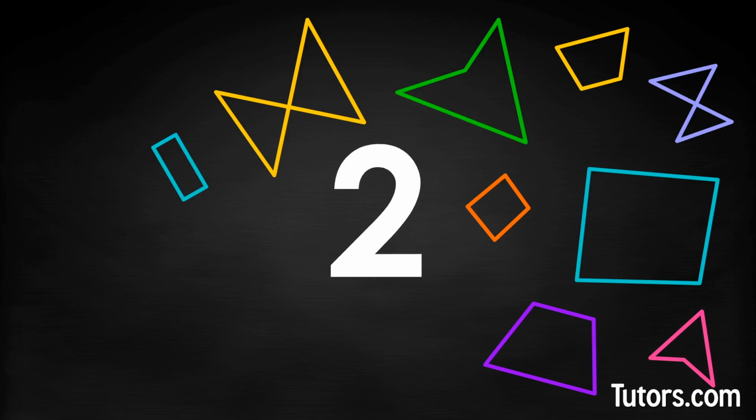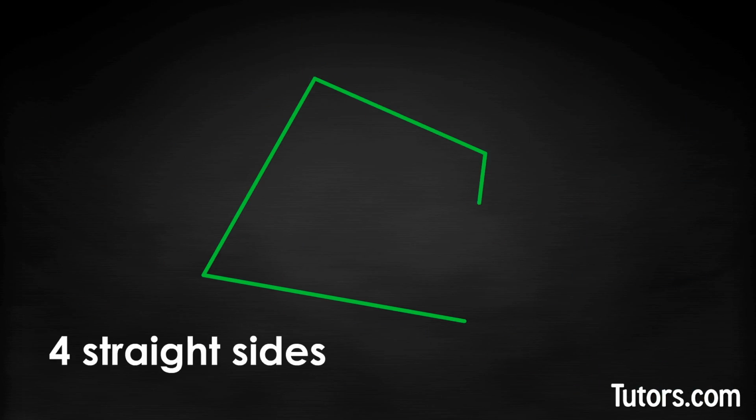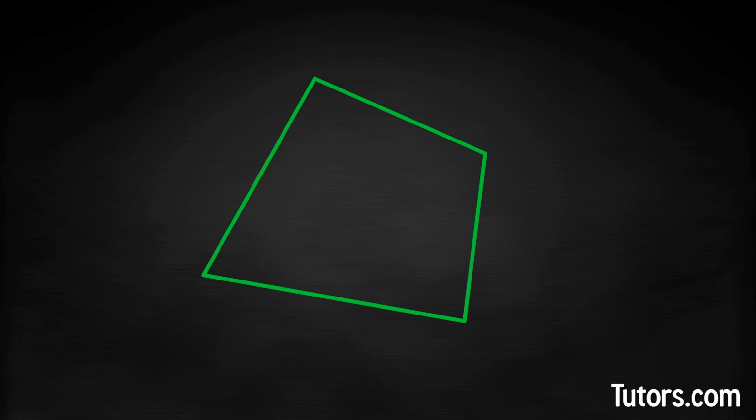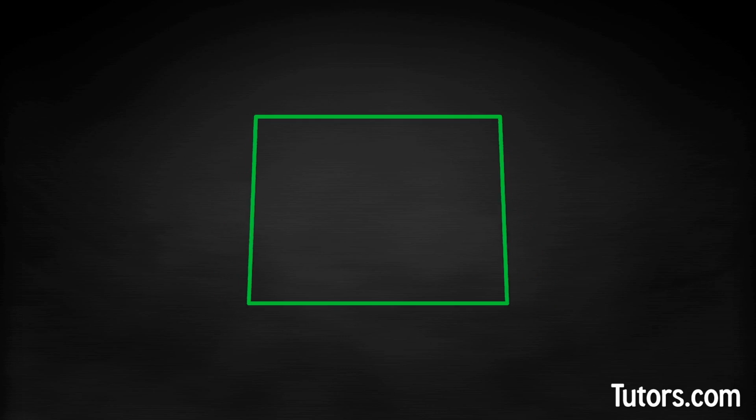All quadrilaterals have 2 identifying properties. 1. 4 straight sides. 2. 4 vertices, angles where sides meet at their endpoints. Sides and angles can be equal or unequal. When 2 or 4 sides are equal, you get special types of quadrilaterals, such as trapezoids and rectangles.